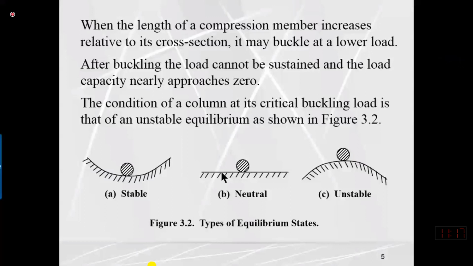So the example is that in this case, if I move this ball to either side and release it, the ball will attain its original position. When the load is exactly equal to P critical, that is neutral. It means that if I drag the ball to either side, it maintains the new position. But in this case, if I move the ball right and left, it will never come back to the original position. So this is referred to as unstable equilibrium. In the same way, if I apply a load on a column more than P critical, the column will suddenly buckle and fail, and we cannot restore its original position.